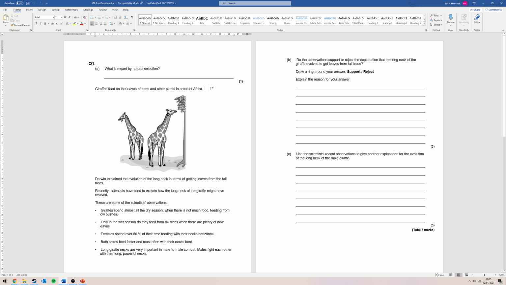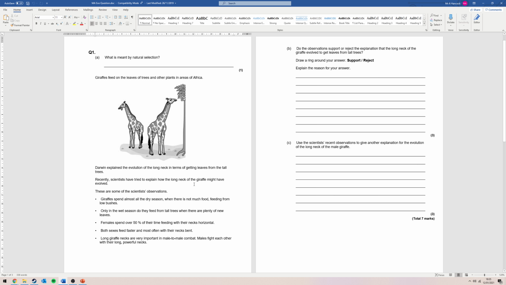We used to think that if you stretch your neck, you grow longer. We disproved that, and we thought that's how giraffes became long-necked. Charles Darwin came along and basically showed that evolution was a thing. Now I'm going to skip to question C here. Use the scientist's recent observations to give another explanation for the evolution of the long neck of a male giraffe.